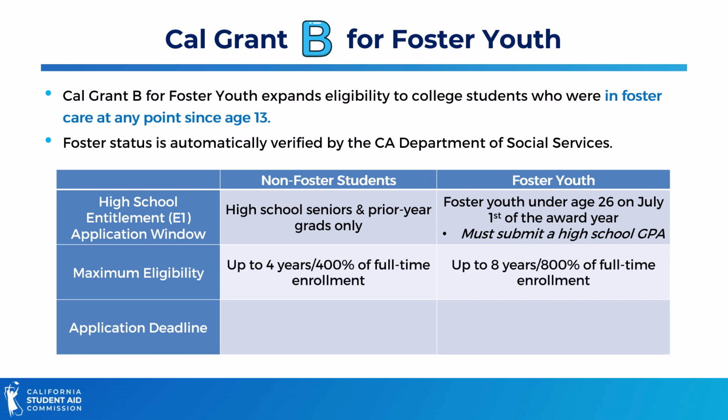Next, foster youth students are also given a maximum eligibility amount of up to 8 years or 800% of full-time enrollment, as opposed to a traditional 4 years or 400% eligibility for non-foster students. This means that a foster student who is awarded as a freshman in college could receive this award for 8 years instead of the traditional 4 years or until they receive their bachelor's degree. And finally, the Cal Grant application deadline for non-foster students is on March 2nd, but foster youth students can take advantage of the September 2nd deadline if they are attending a California community college.